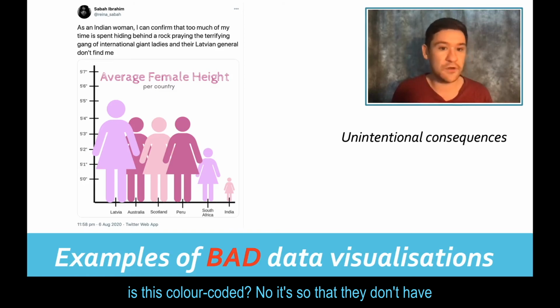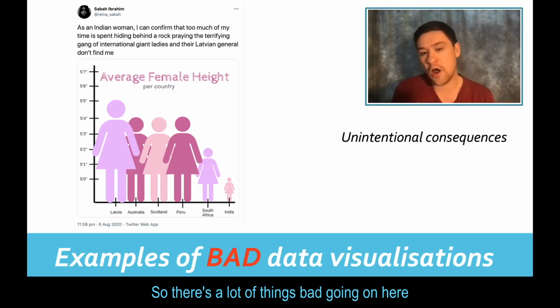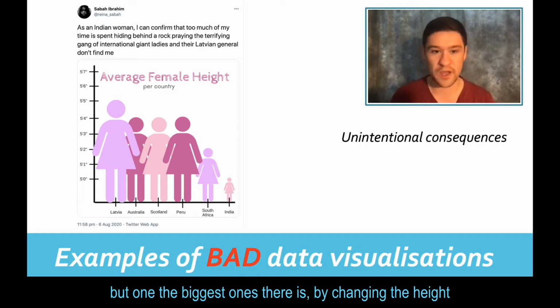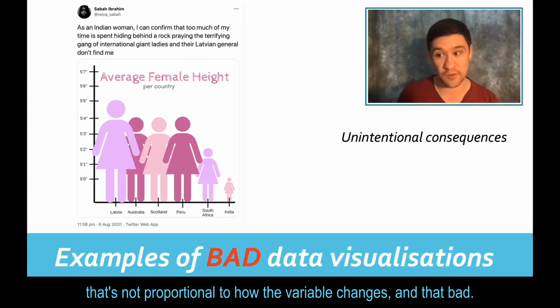They've also added colour in here for no reason at all. Is this colour coded? No, it's just so that they don't have overlapping of the same colour, which shows how silly it is, right? So there's a lot of things bad going on here, but one of the biggest ones is that by changing the height, they're also changing the surface area in a way that's not proportional to how the variable changes, and that's bad.